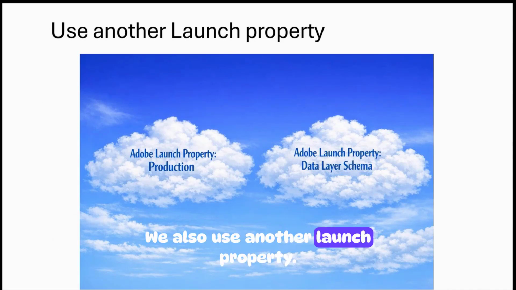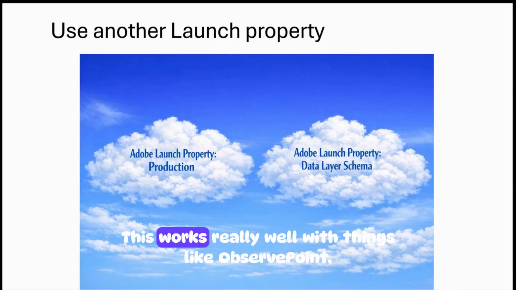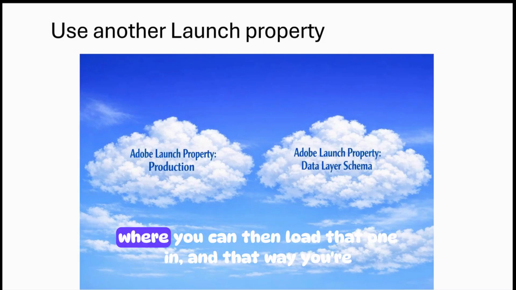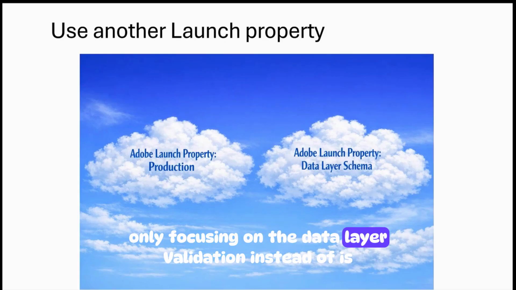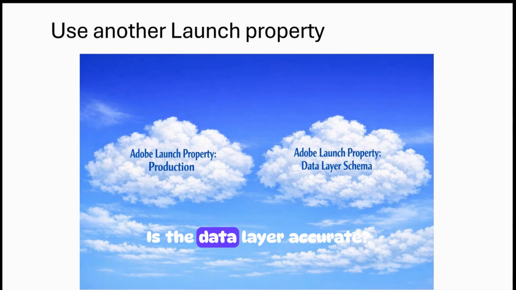We also use another Launch property. So we have our main Adobe Launch property for production, but then we use another Adobe Launch property to be able to load the data layer schema. This works really well with things like ObservePoint, where you can then load that one in. And that way you're only focusing on the data layer validation instead of whether it's actually an issue within your Adobe Launch code. So you want to check, is the data layer accurate? So you load the other one on if you're only wanting to validate the data layer on your own.